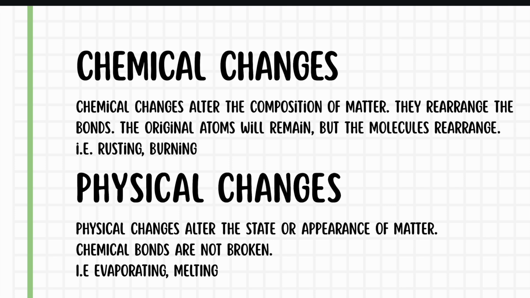And examples of chemical changes include rusting and burning. Physical changes just alter the state or appearance of matter. They don't break the chemical bonds between these atoms, right? So it's just changing the way that something looks. And examples include evaporation and melting because you're just changing the state of matter.